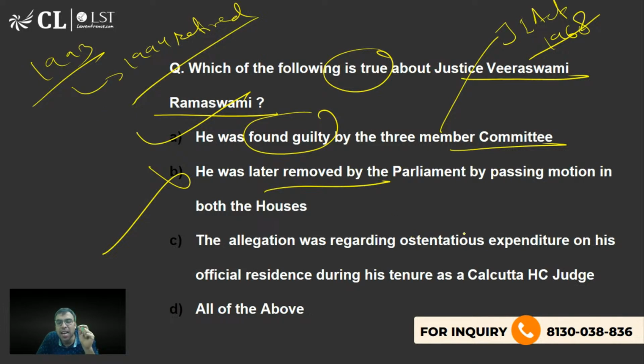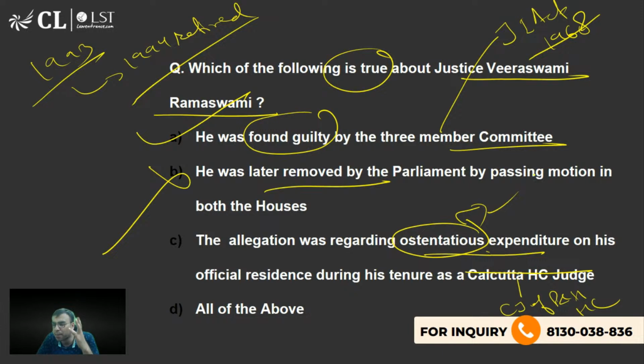The allegations were regarding ostentatious, मतलब खूब खर्चा उड़ाना, extravagant expenditure on the official residence during his tenure as Chief Justice of Punjab and Haryana High Court. So when he was Chief Justice of Punjab and Haryana High Court, he had done an ostentatious expenditure. बहुत खर्चा किया था अपने घर पे बंगला पे. So that was a part of corruption and all.